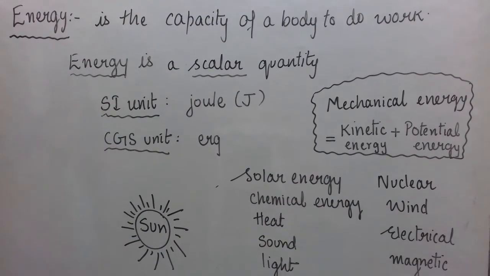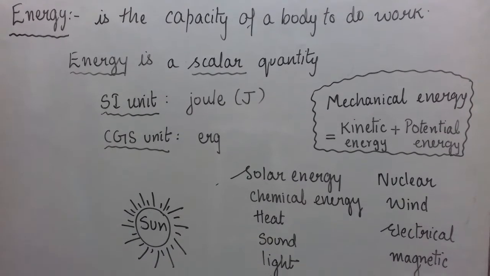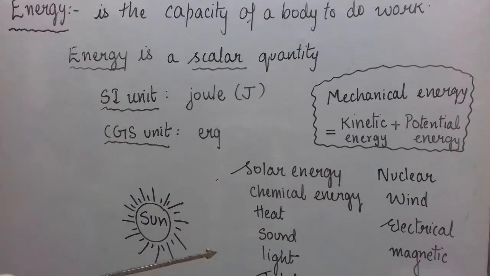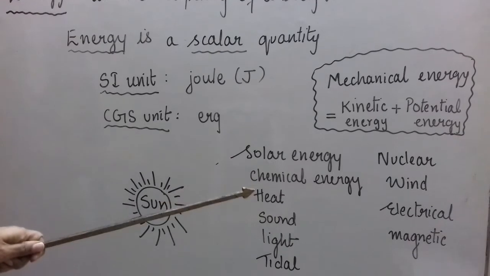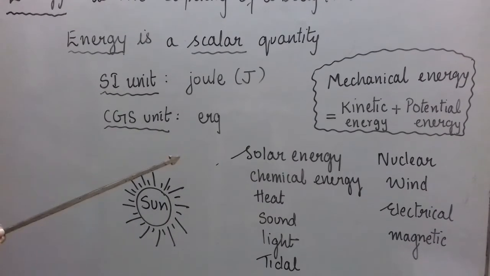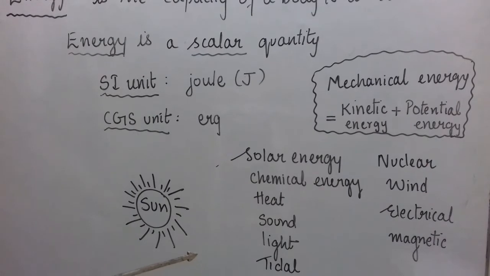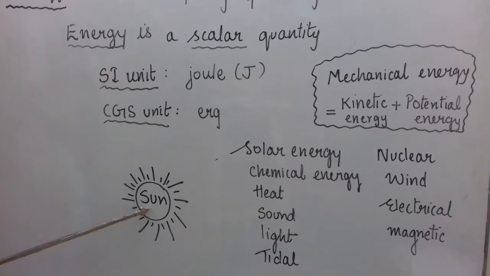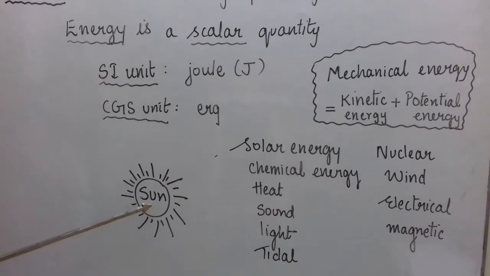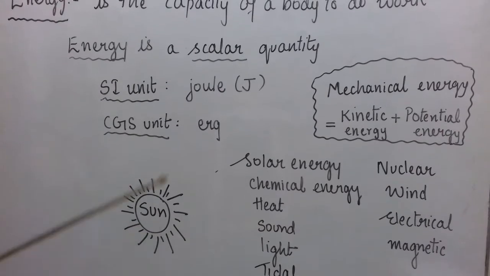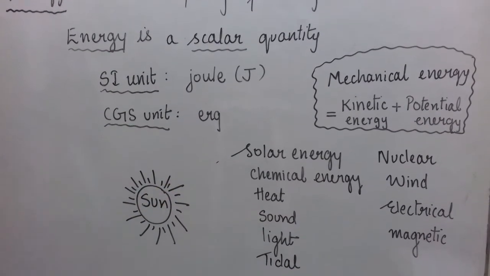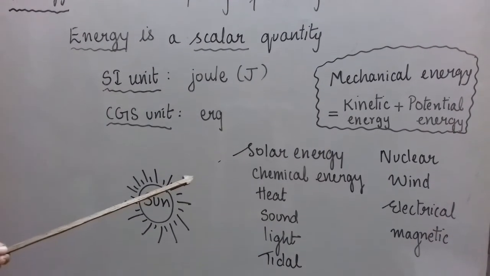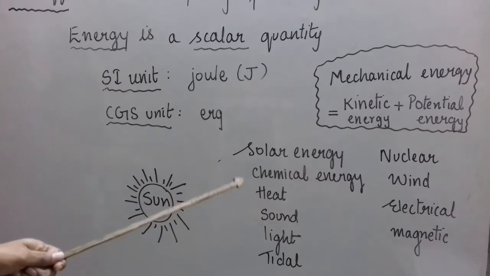Now energy exists in different forms: solar energy, chemical energy, heat, sound, light, tidal, nuclear, wind, electrical, magnetic. These are some of the forms of energy that we see around us. We know that the sun is a basic source of energy from which many sources of energy available on earth are derived. When we talk about chemical energy, we know diesel, petrol, even plants that we consume, they all come under this category, chemical. They are sources of chemical energy.